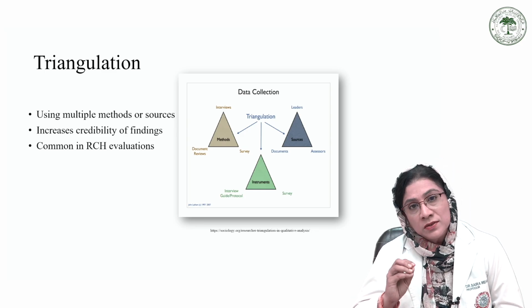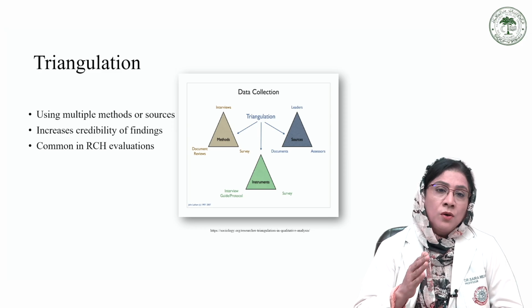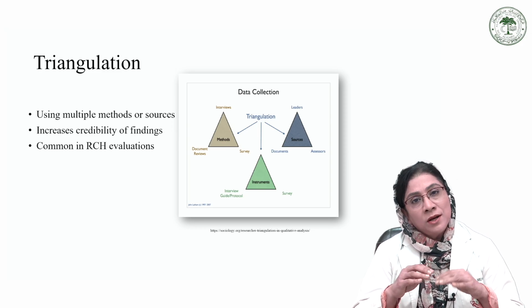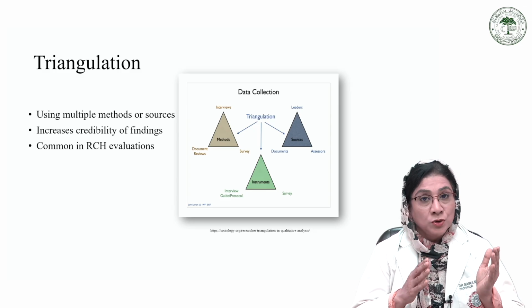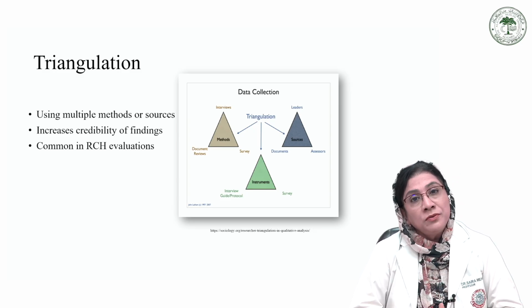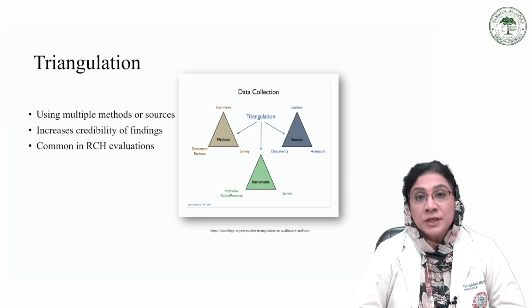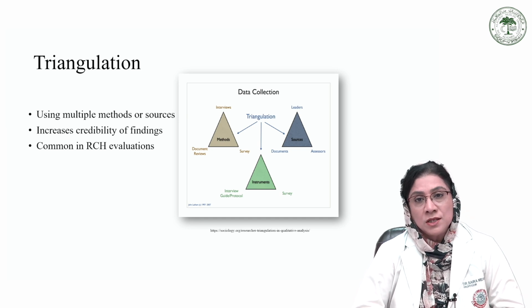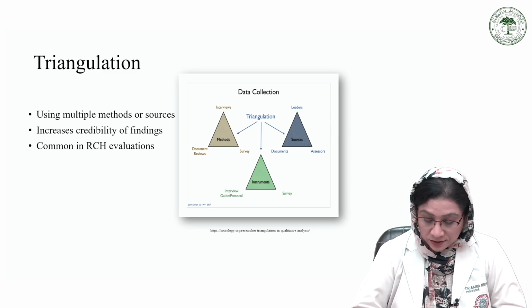Triangulation strengthens research by combining multiple methods or data sources. For example, survey data on antenatal care may be cross-checked with facility records and focus group findings. When results converge, confidence in findings increases. Triangulation is particularly valuable in RCH where complex behaviors require multiple lenses for analysis.